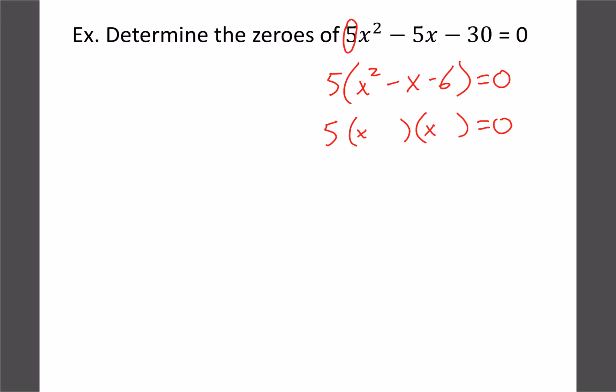So we'd have x and x. What times what is 6? We'd have 3 and 2. We need it to be negative 1, so that'd be minus 3 and plus 2. So now our solutions are positive 3 and negative 2. The 5 out front doesn't do anything. It's just there for the ride, so you don't need to worry about that one at all.